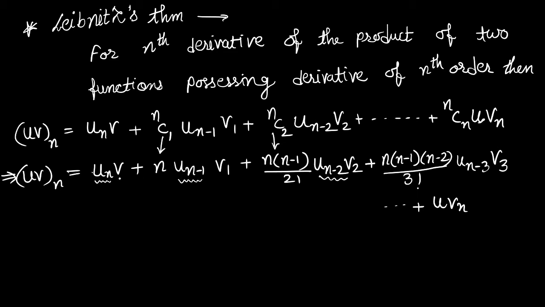And for v, for the first term we write it as it is, then the first derivative, that means increasing the derivative of v and decreasing the derivative of u. In this way we apply this formula A, that means Leibniz theorem, for finding the nth derivative of two functions possessing derivatives of nth order.